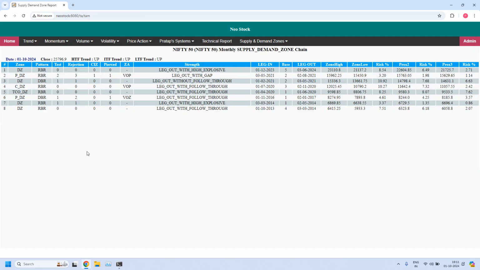So these are all the monthly demand zones. NIFTY doesn't have any supply zones in the monthly time frame. Always look into this zone column to find the high liquidity zones, look into the pierced column to check if any of the zones are pierced, and also look into the LTF trend. Whichever time frame you select, that time frame trend is the LTF trend, one time frame higher is ITF, and one more time frame higher is HTF. This is the way you should understand all the remaining reports. The remaining columns you can easily understand.